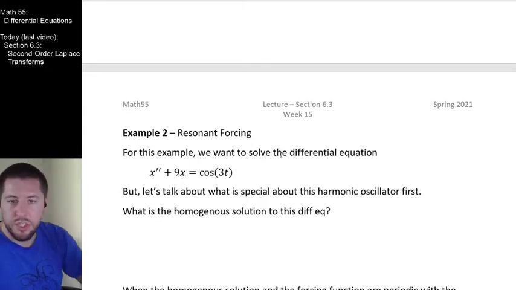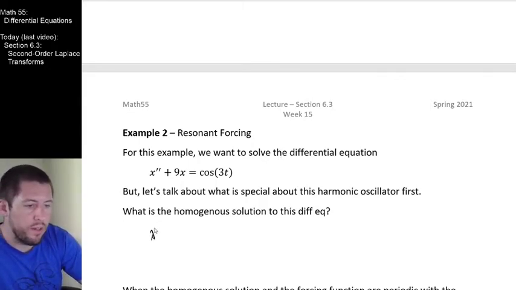What's the homogeneous solution to this differential equation? Well, I can just real quick do my lambda squared plus 9 lambda equals 0.